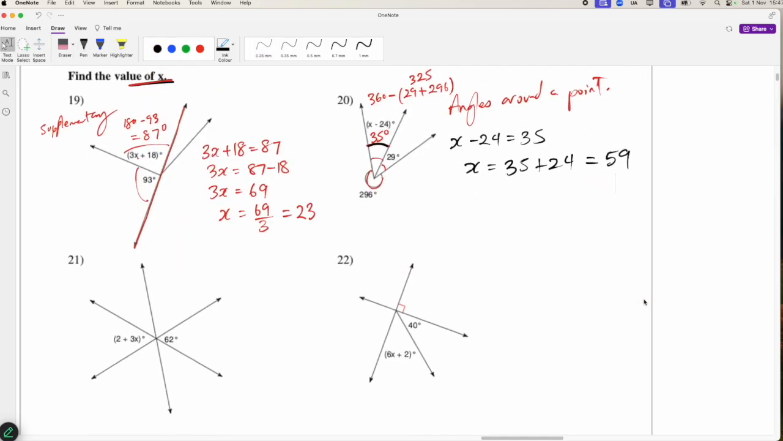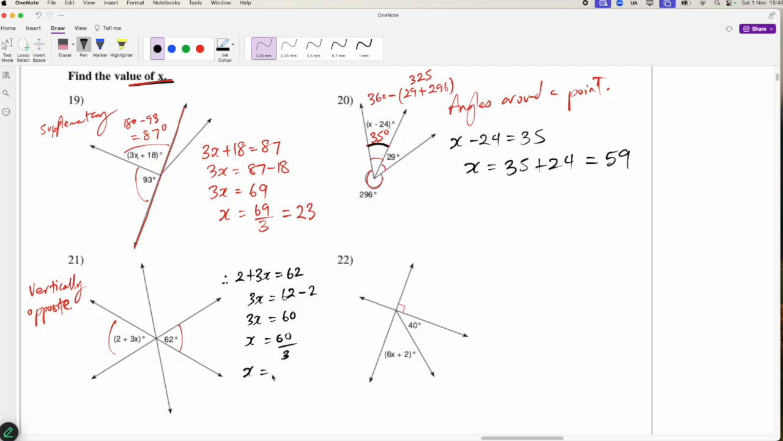And we're just going on with it for the sake of time. I could see here that these are vertically opposite, that means this is equal to this. Therefore, 2 plus 3x is going to be equal to 62. 3x is 62 minus 2. 3x is 60. X is 60 divided by 3. X is going to be 20. Let me know if I get any of them wrong. Yes, thank you.